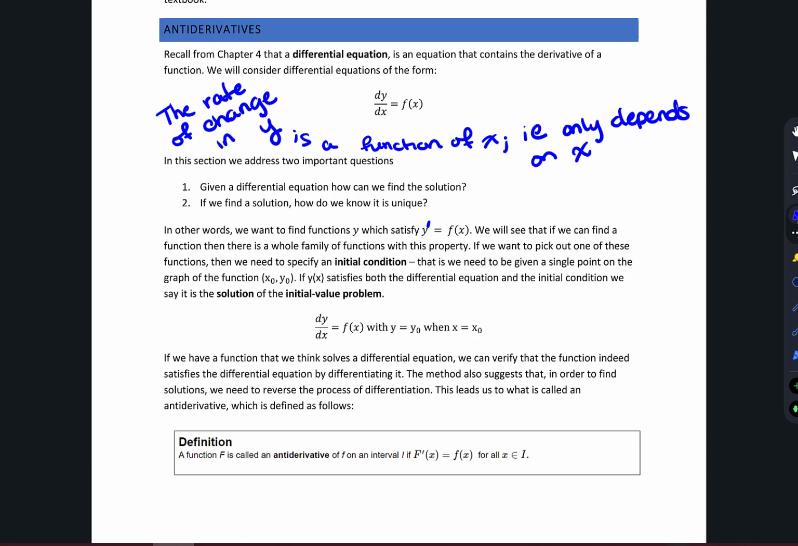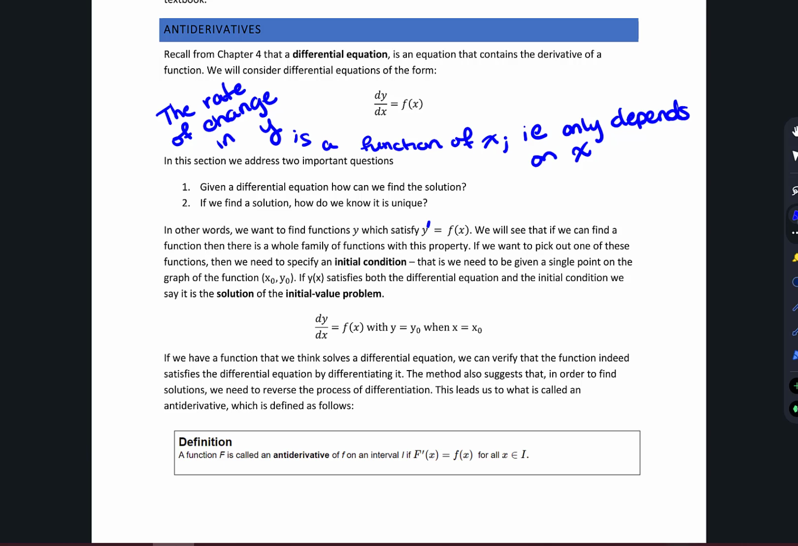At this point, probably reading this sounds a little nebulous, but once we start looking at some concrete examples, I think this is going to make more sense. And if we have a function that we think solves a differential equation, we can verify the function indeed satisfies the differential equation by differentiating it. And we're going to do that in each of these examples. So for the examples that we look at here, we're going to start out with that derivative. We're going to try to find out which function would give us that derivative, and then we'll actually take the derivative of that function to see if we got the first thing that we had.